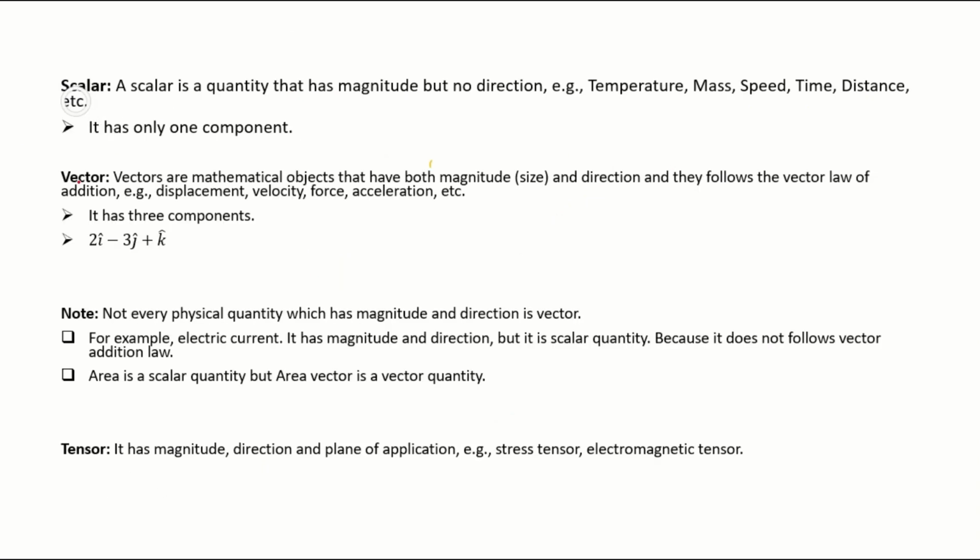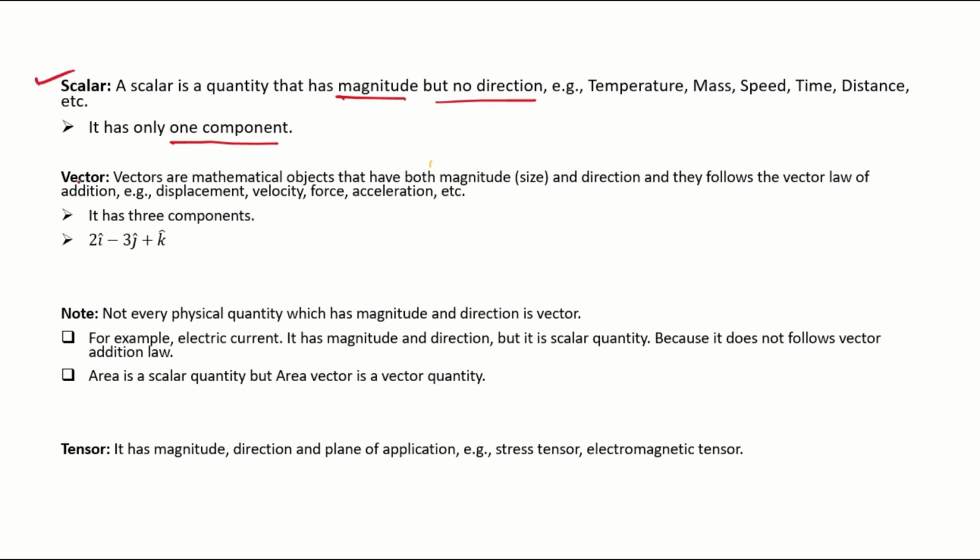Now let us discuss the definitions of scalar, vectors and then tensors. So what is a scalar? A scalar is a quantity that has magnitude but no direction. Okay, it has magnitude but no direction. For example, temperature, mass, speed, time, distance. And to represent all these quantities, what do you need? You need a single number, a single value, right? So how many components are associated? Only one component.